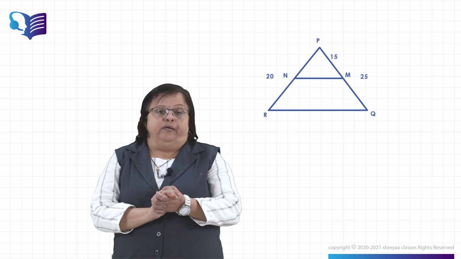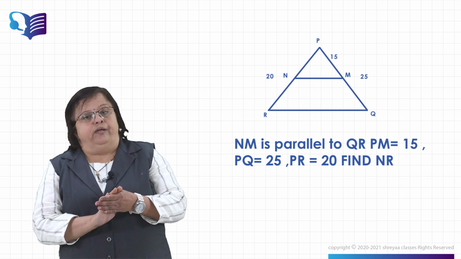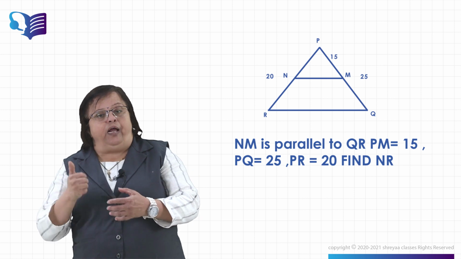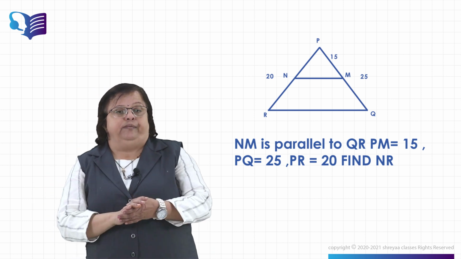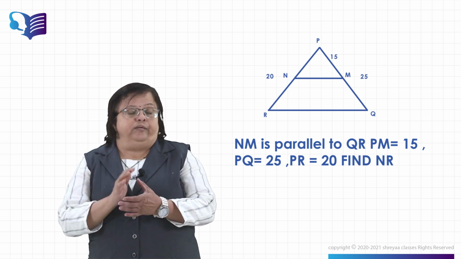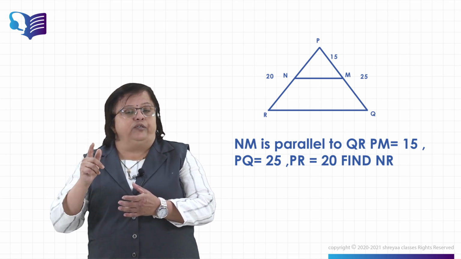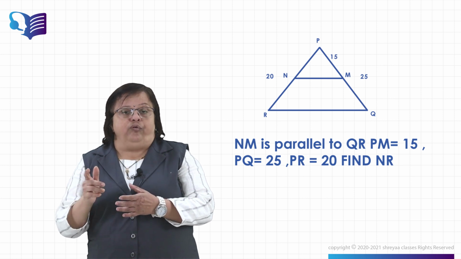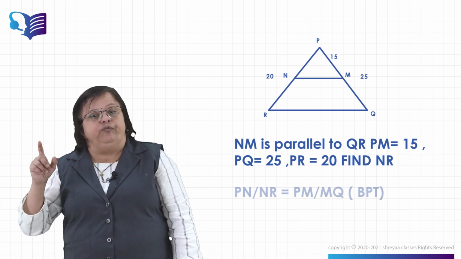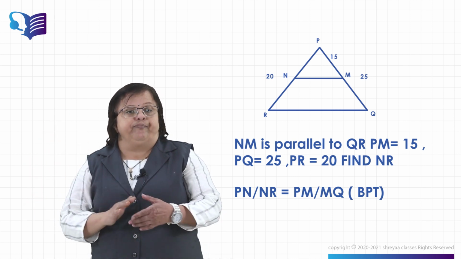Now here it is given that PR is equal to 20, PQ is equal to 25, PM is equal to 15 and NM is parallel to QR. And you have to find out NR. So now what is given? NM is parallel to QR. Therefore, we can apply here the basic proportionality theorem. Therefore, we can write PN upon NR is equal to PM upon QM.